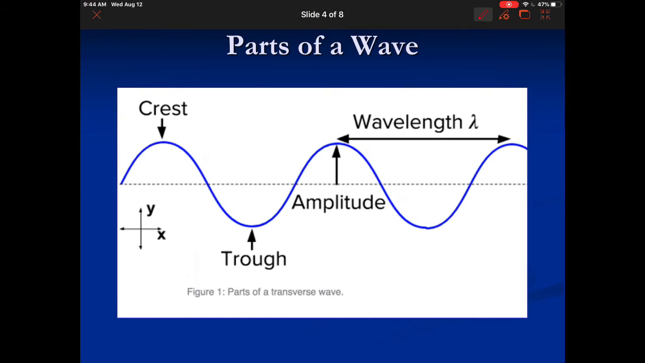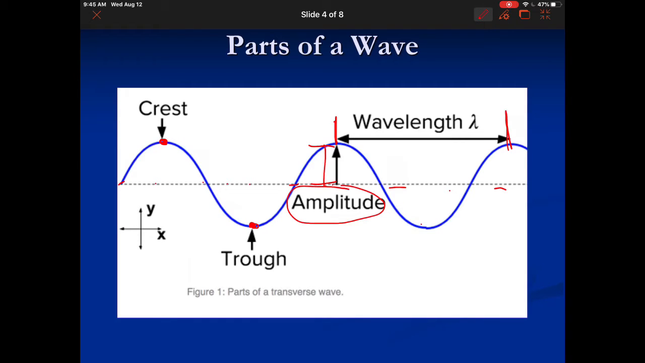All right, parts of a wave. So the very top of a wave is called a crest. The very bottom of a wave is called a trough. Now, what's characteristic of waves is that they move up and down across a middle line. This is your middle line. Now, the distance from the middle line to a crest or a trough is called the amplitude. So that's just a distance here.